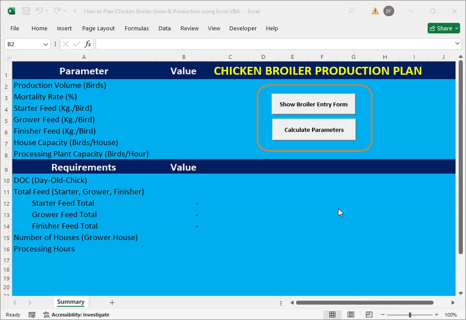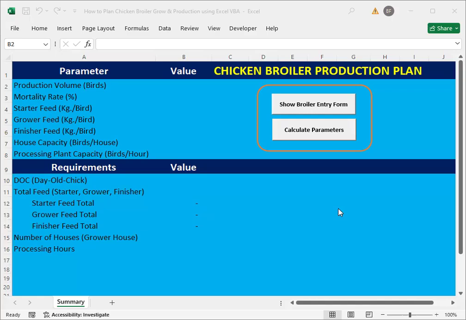So in order for us to be able to determine the requirements like the DOC or day-old chicks, how many day-old chicks we are going to be requiring, for example, in order for us to come up with a 1 million production volume of birds, and how much starter feed in kilograms, grower feed total, finisher feed total, the number of grower houses that the contract grower, or the company if it's internally built, is going to have, and the processing hours.